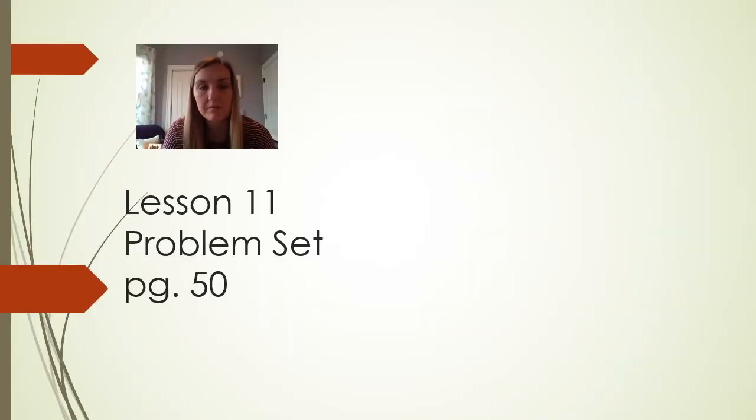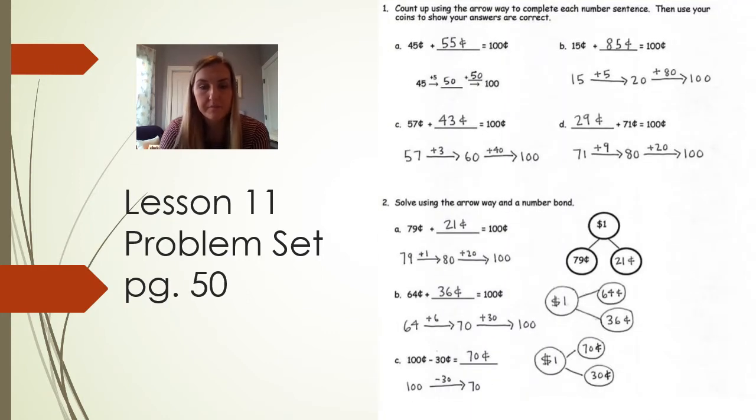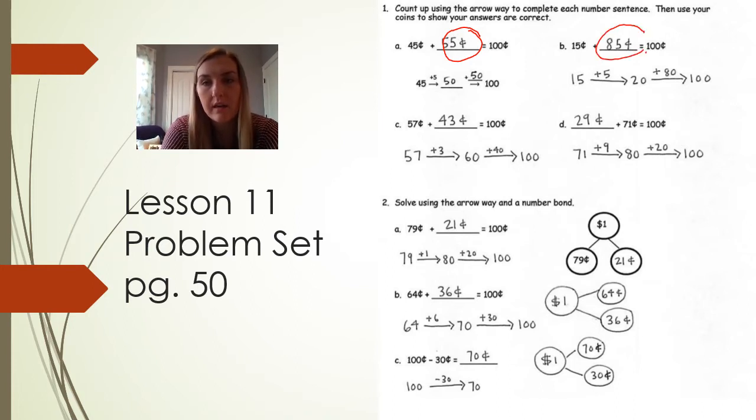Lesson 11's problem set on page 50. If you have not completed this work yet, please complete it to your best ability first before checking over these answers. All right, starting with number 1, correct answer, 45 plus 55 cents equals 100. B, 15 cents plus 85 cents equals 100 cents.